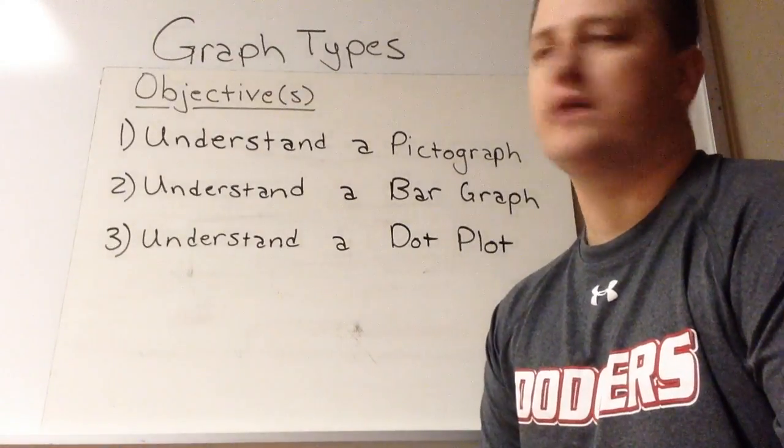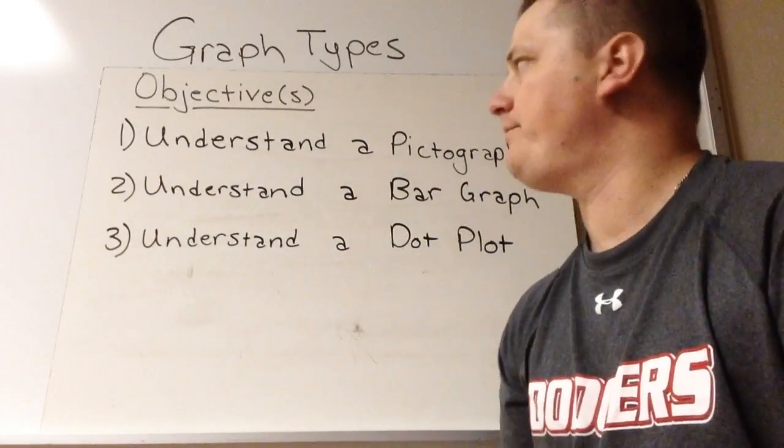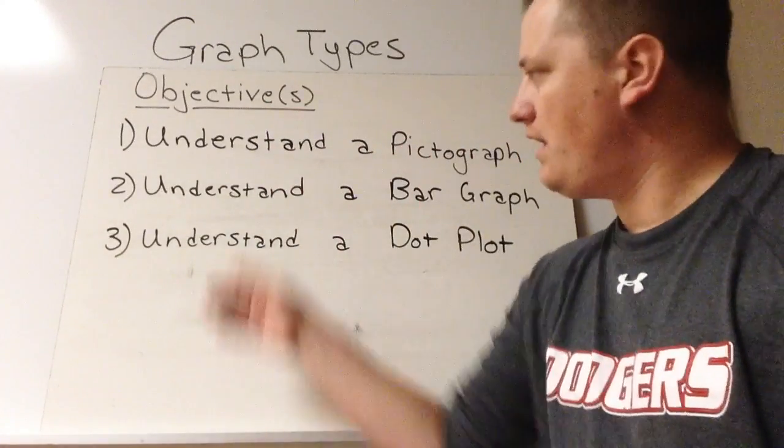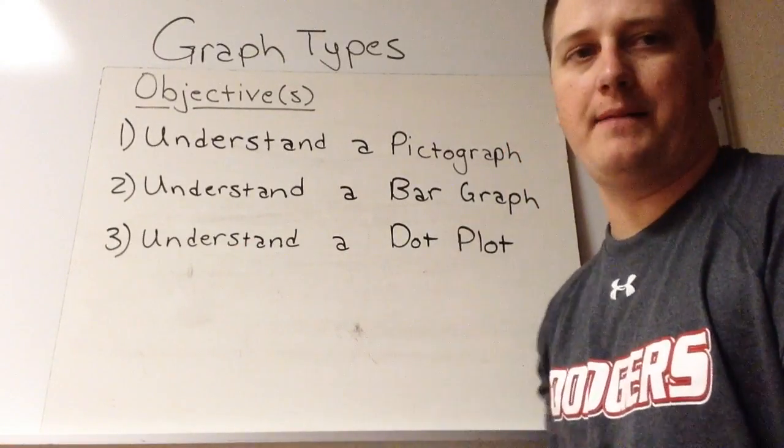In this lesson, we're going to look at graph types, meaning we're going to look at 3 different types of graphs. Our objectives: understand a pictograph, understand a bar graph, and understand a dot plot.